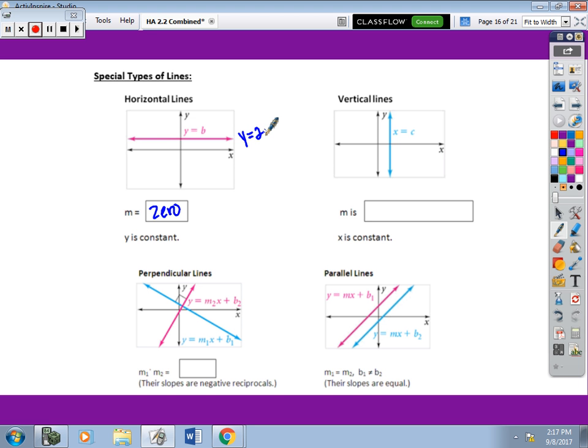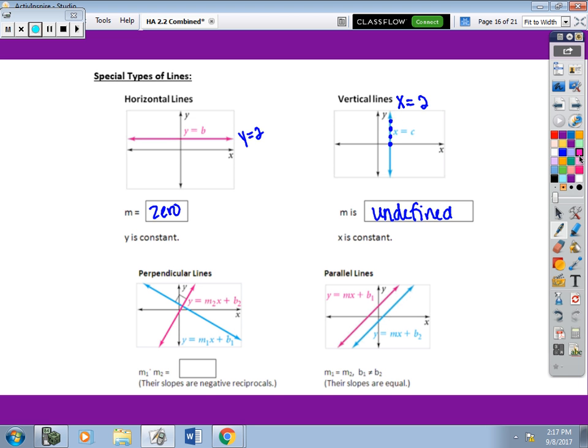Vertical lines are when m is undefined. So your slope is undefined. And that's when it's just x equals a number going up and down. And again, that's because this would be like (2, 0), (2, 1), (2, 2), (2, 3). The x value is always 2.